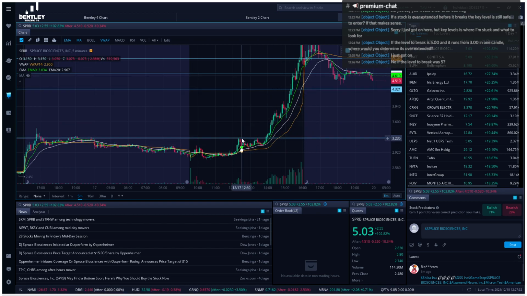So basically right here, what I would have done, I would have entered here at the break of that. So that 3.25 break, I would have entered as soon as the level 2 down here said 3.26. And the way that I would play this is I would ride it up. The next level is going to be 3.50 just because those 25-cent increments. So if I have 20,000 shares right here, I'm probably going to sell 5,000 shares. And then I'm going to let it keep going.